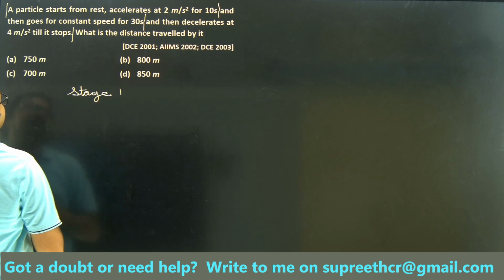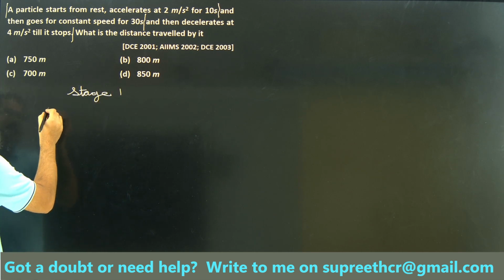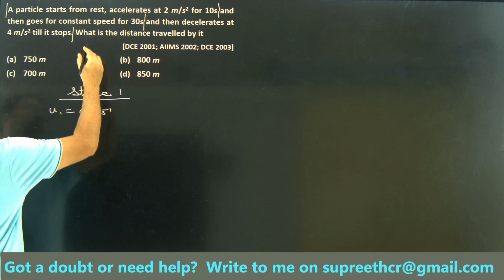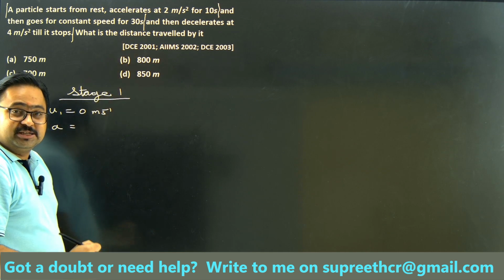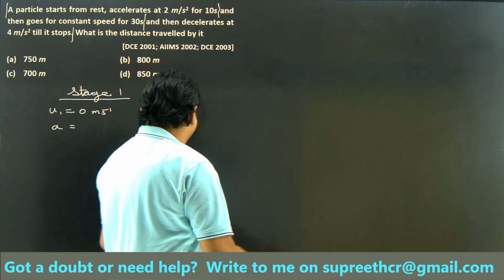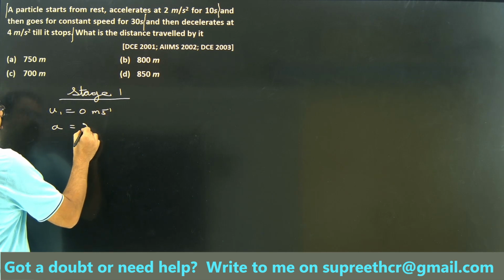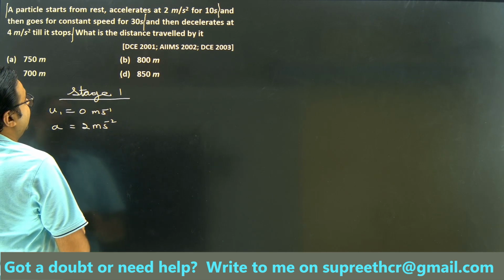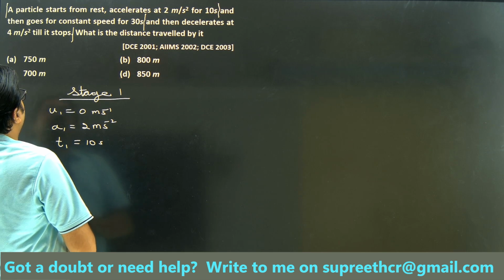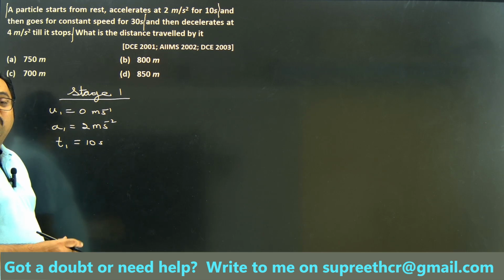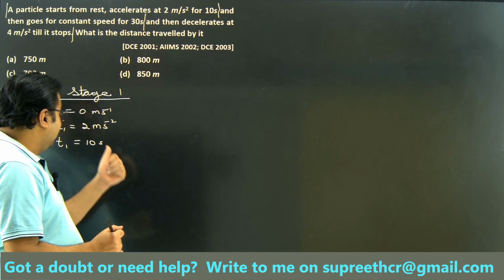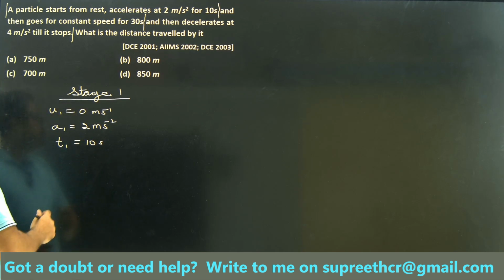So we have stage one, my dear friends. A particle starts from rest. So because it's stage one, u1 is 0 meter per second. Accelerates means it's increasing its speed. That means, let's assume that this is positive x direction, acceleration is directed in that direction, so it's a positive 2 meter per second square for 10 seconds. Let that be a1, and t1 is 10 seconds, my friends. Let's now find the final velocity that it achieves, and the distance traveled by it when it is being accelerated for 10 seconds at the rate of 2 meter per second square.